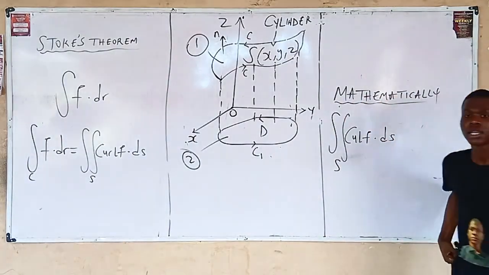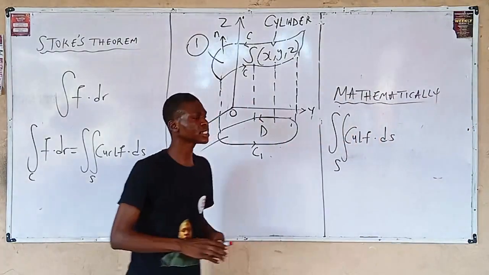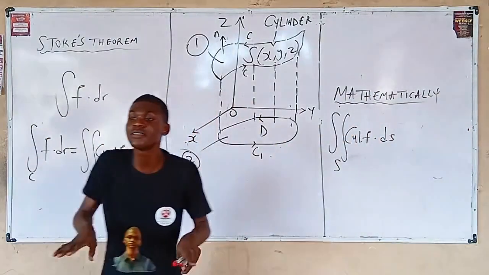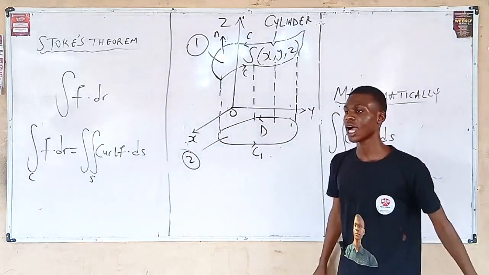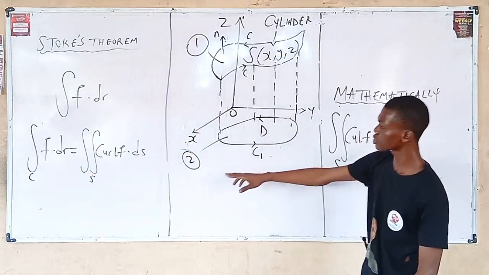Now from here, look up. From here, this ds, it varies, in the sense that depending on the surface you are using. Are you getting me? This is my Stokes Theorem, right?